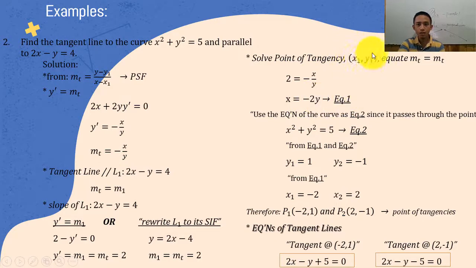Again, what we are trying to solve is a point. What it gave us is an equation. So let's say that is equation 1. What equation is this? That is the equation of the point of tangency. So we need to solve the values of x and y.